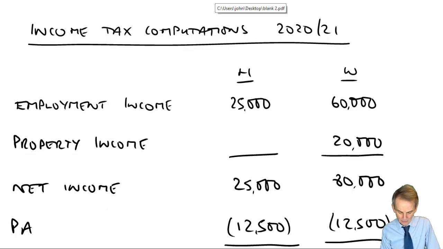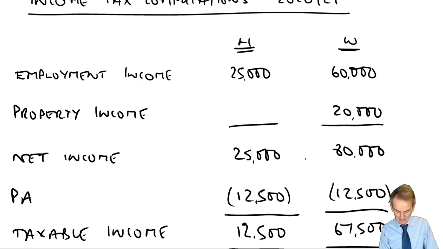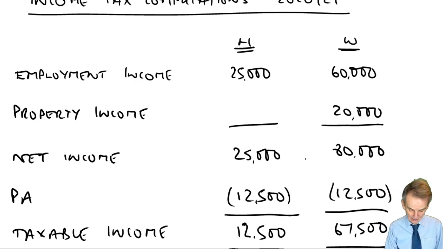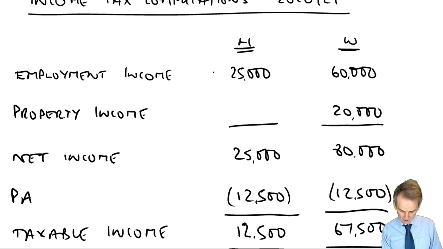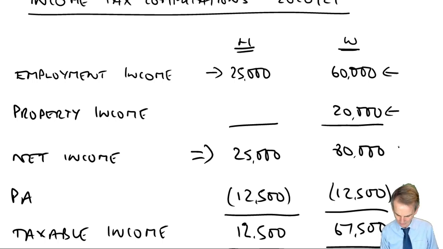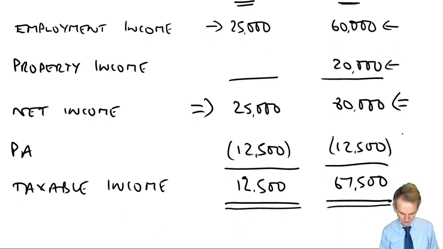Now, I've got a simple little example here where we're doing income tax computations for the 2021 tax year. And we've got husband and wife. Two sources of income, well, two for the wife, one for the husband. They both have employment income. Husband, as you can see, with some £25,000 worth of salary, and wife with £60,000. Wife also has property income, £20,000. Didn't he do well? Oh yes, he's married very well. So he ends up with both total and net income of £25,000, and the good lady wife has got £80,000.